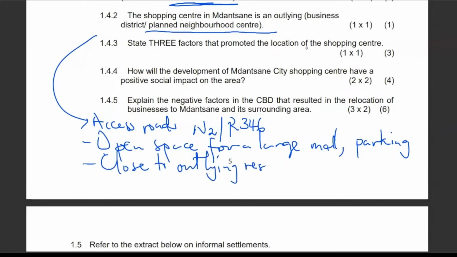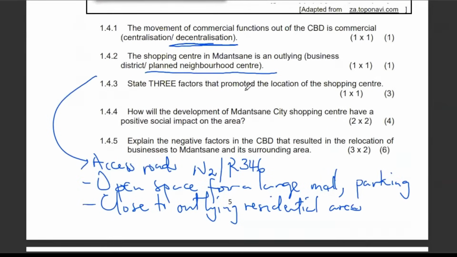And also we can check it is close to outlying residential areas. So for that reason, they have a market base. There's a market because it's close to the outlying residential areas. And mainly in those outlying residential areas, that is where we find the most affluent customers, customers who can afford, mainly the wealthy clients. So they tend to support those businesses because of their level of income. Basically, those are some of the factors that favor the location of that particular shopping center.